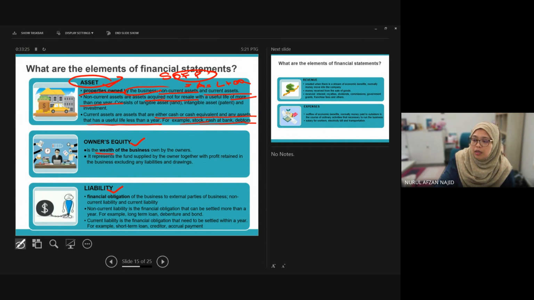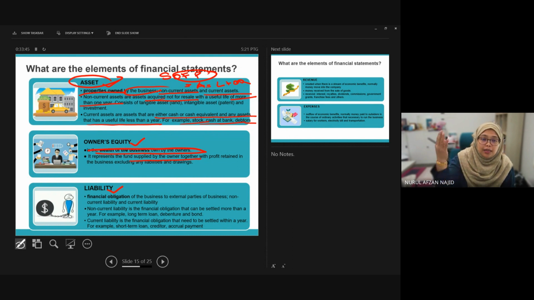Owner's equity adalah wealth of business owned by the owner. So maksudnya modal. Owner's equity ni adalah modal yang dikeluarkan oleh owner untuk running a business. Okay, supplied by the owner. Fund supplied by the owner. Alright. Liability adalah benda yang obligation.